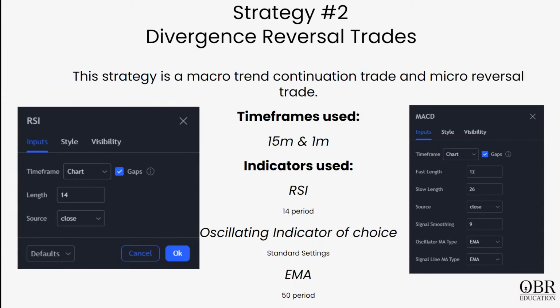Most of the time, I'm using the 15-minute and the 1-minute. In an example here, I use the 4-hour and the 1-hour. The indicators that are used for this one are an RSI with a 14 period, an oscillating indicator of choice with standard settings, which can be a MACD or a stochastic oscillator, and a 50-period exponential moving average.